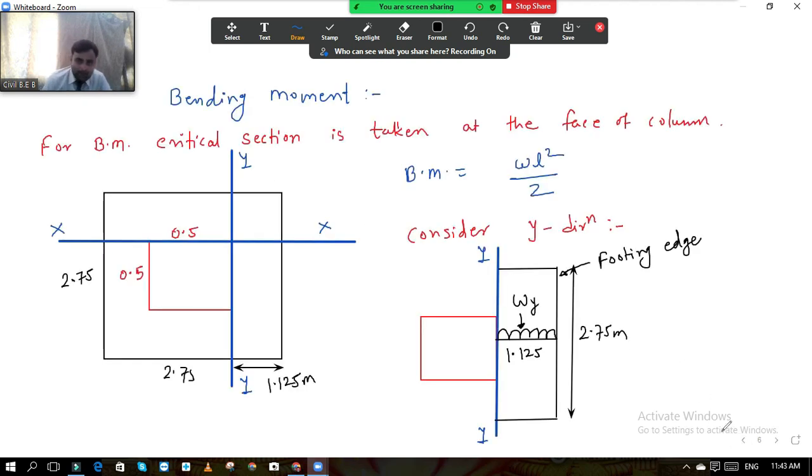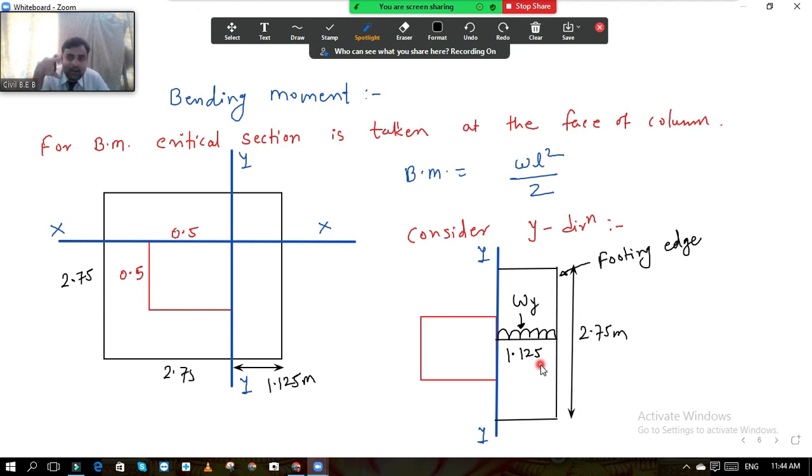Okay, now come back here. Here we want to calculate WY. This length is 2.75 and this length is 1.125. We want to calculate the UDL on the 1.125 meter length, so we should multiply by 2.75. We always say that the UDL on a span of 4 meter is, suppose, 5 kilonewton per meter. When you say the UDL is acting on a length of 4 meter, it says that for 1 meter it is 5 kilonewton.